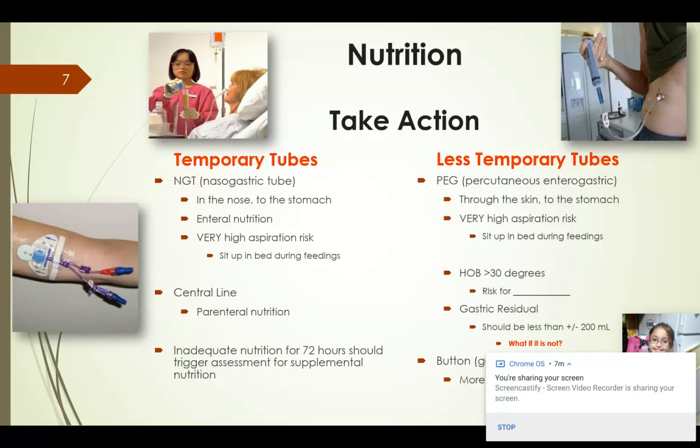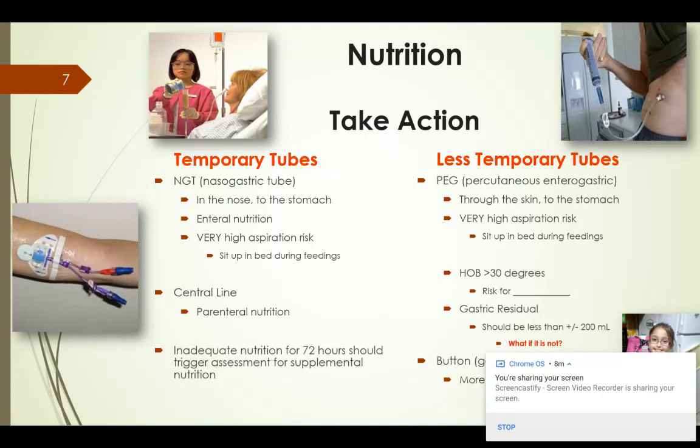We have NG tubes. These are nasogastric tubes. It is going to go through the nose to the stomach. We could also have an OG, so orogastrics, going through the mouth to the stomach. These have an extremely high aspiration risk. If you think about it, whenever we are normally eating, our epiglottis normally closes and shuts off the airway and opens up the esophagus. If we are putting a tube down, we are preventing the epiglottis from being able to close entirely. Because of that, it's an extremely high aspiration risk. We absolutely need to make sure that we are sitting up the head of the bed to at least 30 degrees during and after feeds to help prevent that.